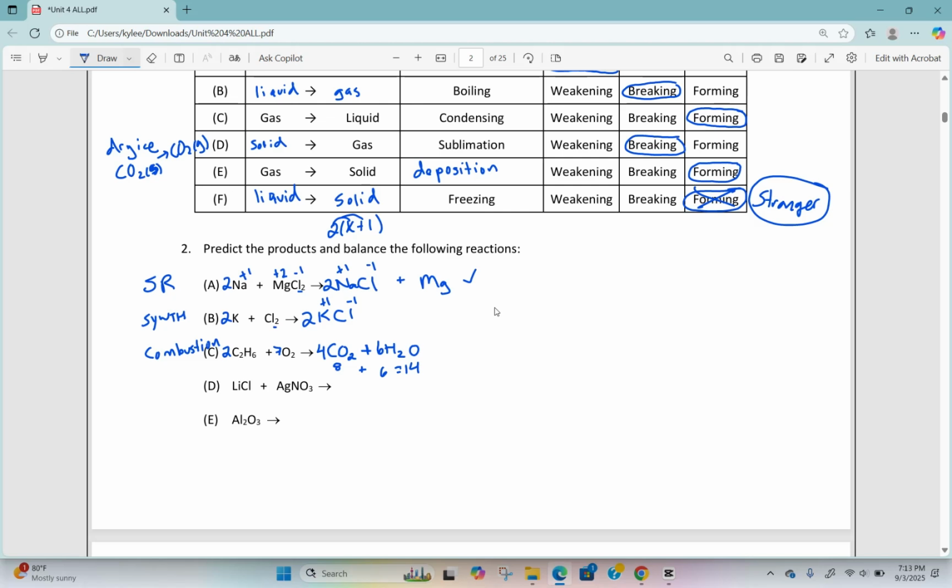So the combustion reactions are easy to identify. They can be a bit of a pain when you try to balance them. Our next one is going to be our double replacement reactions.